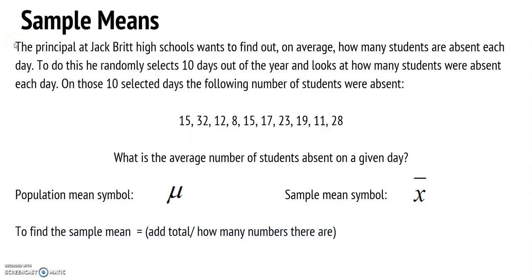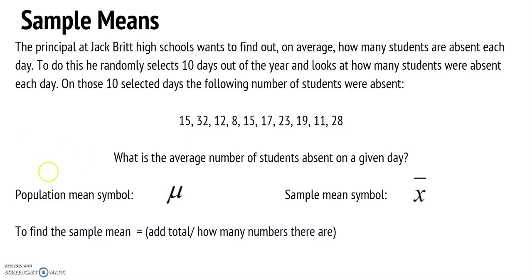Now, how can we use sample means? The principal at Jack Britt High School wants to find out, on average, how many students are absent each day. To do this, he randomly selects 10 days out of the year and looks at how many students were absent on each day. On those 10 selected days, the following number of students were absent: 15, 32, 12, 8, 15. This is how many students were absent on a given day. We want to know what is the average number of students absent on a given day.